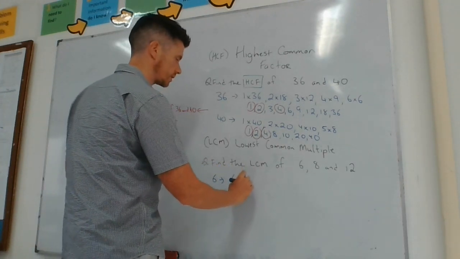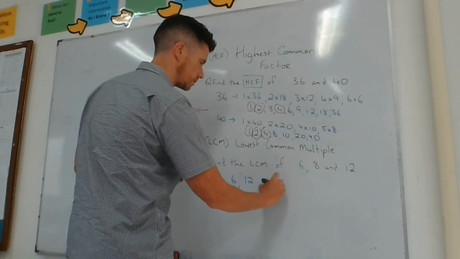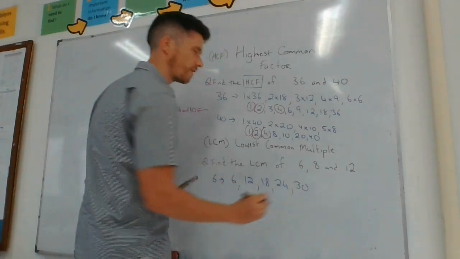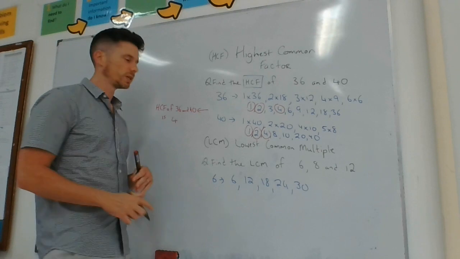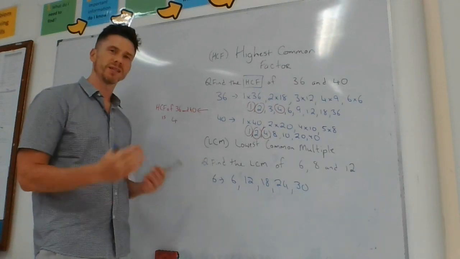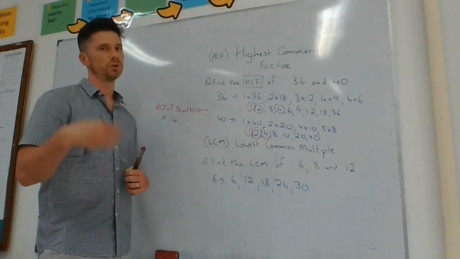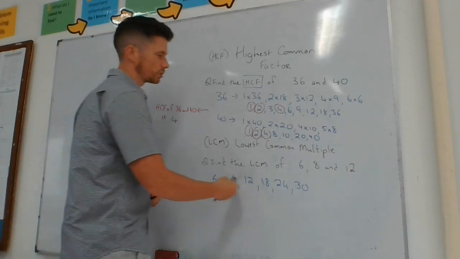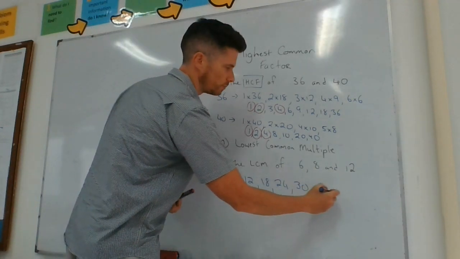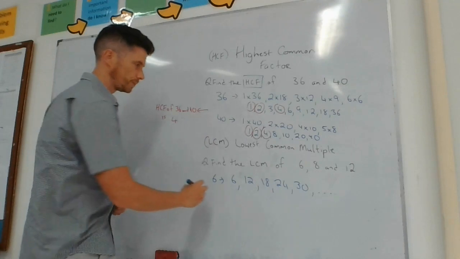6 times 1 is 6. 6 times 2, 6 times 3, 24, 30. How far do I go? Well, what I usually do is I do 4 or 5 for each number. I see does it work then, and then I do it in 2s and 3s after that. So I did 5. There are more. If we need more, we'll do more.